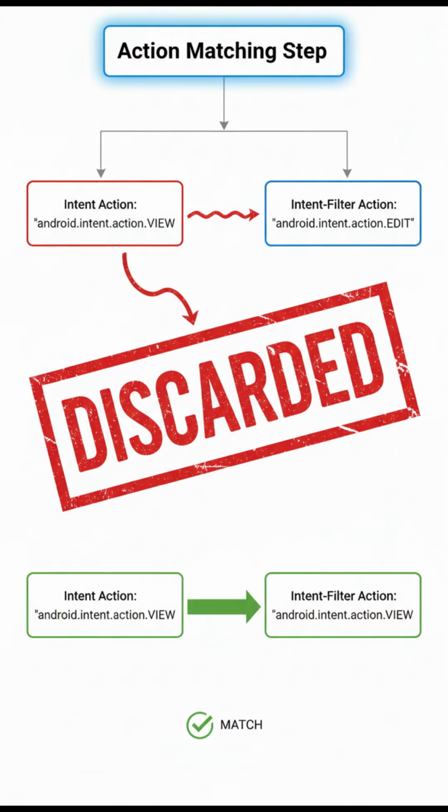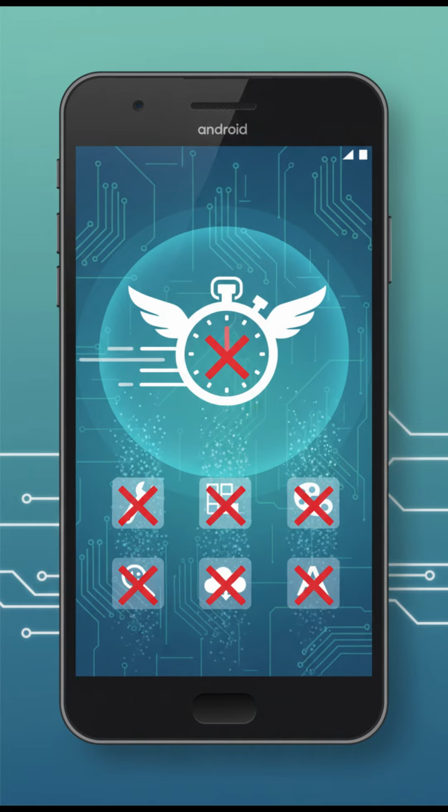The first gate is action matching. Android checks if the intent action matches what the filter declares. If not, that filter is immediately discarded. And no category or data checks even happen. This is for speed. It's the fastest rejection.